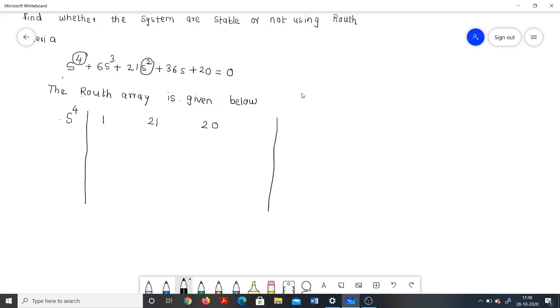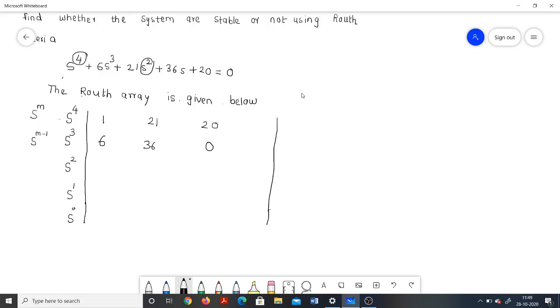In your Routh array, it's always written like this. If the first row is s raised to m, the second row will correspond to s raised to m minus 1. In this problem, m is 4, so the next will be s raised to 3, then s raised to 2, s raised to 1, and the last one will be s raised to 0. Now the second row will correspond to all odd coefficients. So it will be 6 here because the s cubed coefficient is 6, and then 36 here, and here it will be 0.